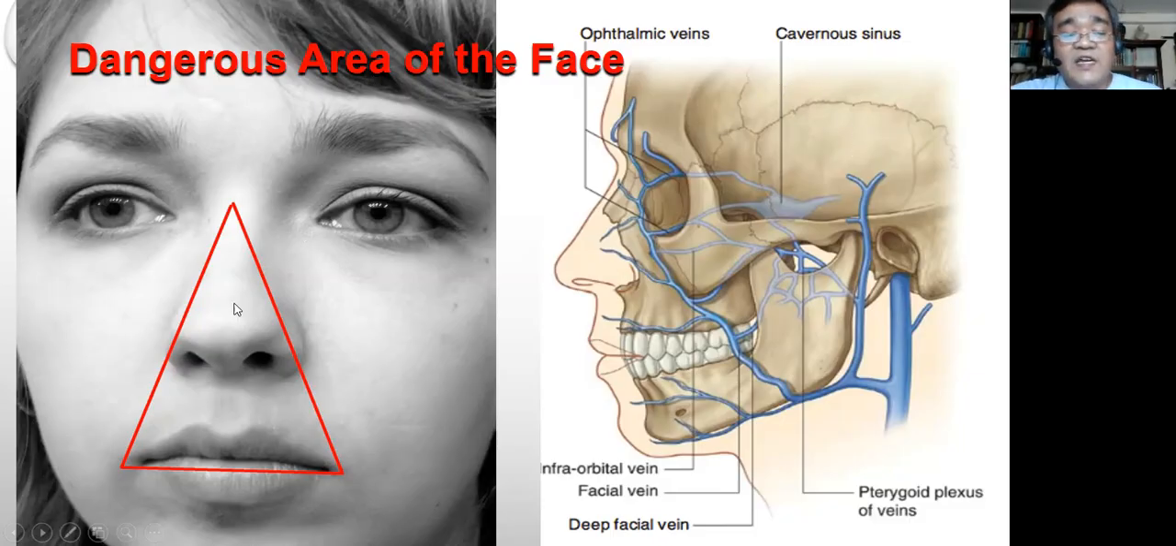So be very careful. If you have pustules or infected pimples in this area, never try to press on them, okay? And never try to pick your nose vigorously or remove your nasal hairs, because they can cause an infection of the hair follicles there, causing intranasal folliculitis, which can spread the infection to the cavernous sinus.